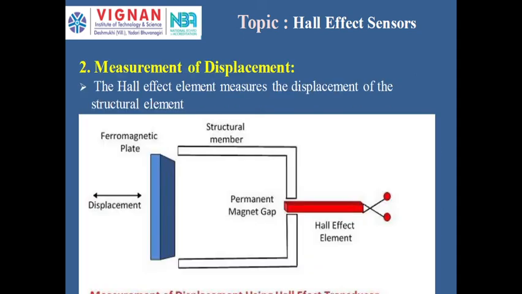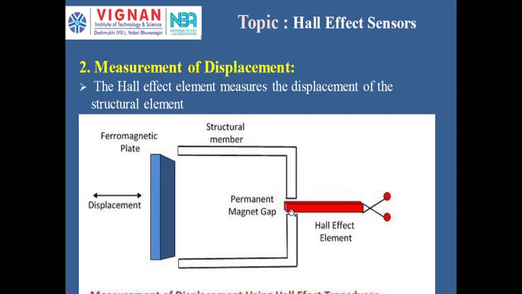And there is measurement of displacement. So the Hall effect element measures the displacement of a structural element. So if you observe this figure, it shows a ferromagnetic structure. It is a ferromagnetic structure having a permanent magnet. The Hall effect transducer is located in the gap adjacent to the permanent magnet.